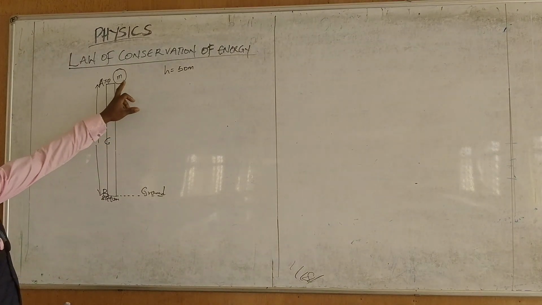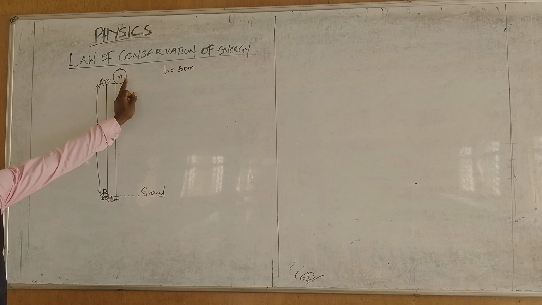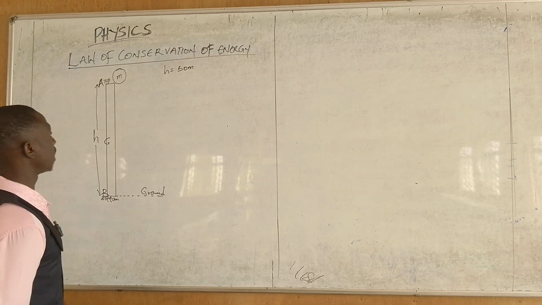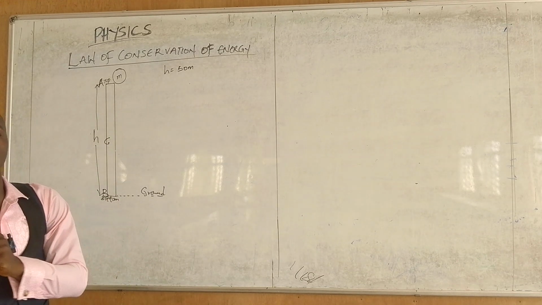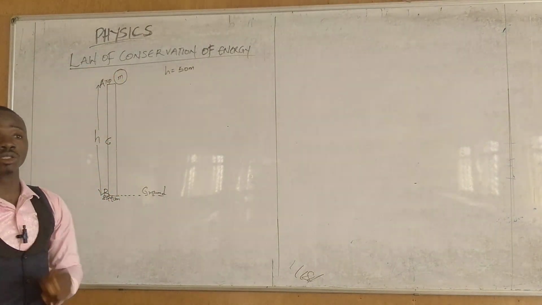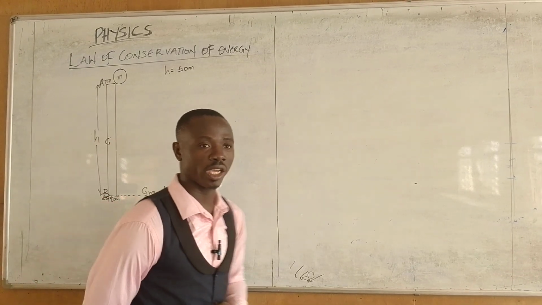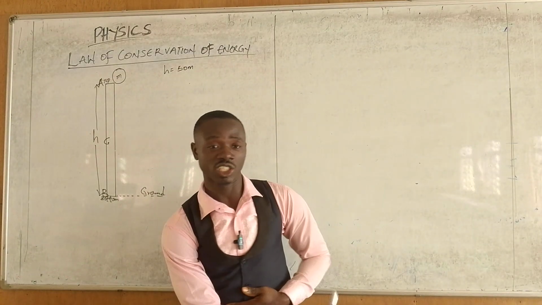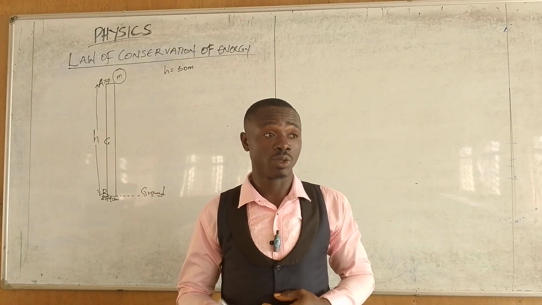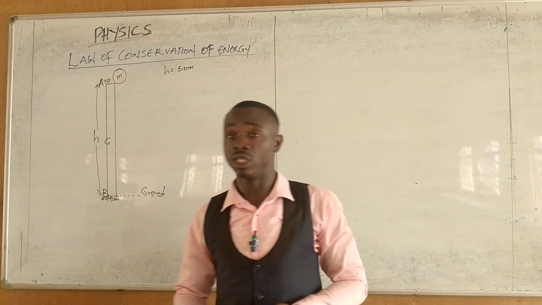Now, if this ball is at this height, what is the energy that this ball has? Does it have any energy? You're not sure? Yes, it has. This ball has energy at the top of this cliff. And the only energy that this ball possesses here is potential energy. And why does it possess potential energy? Because potential energy is the energy that a body possesses as a result of its height from a reference point, maybe from the earth, from the ground.